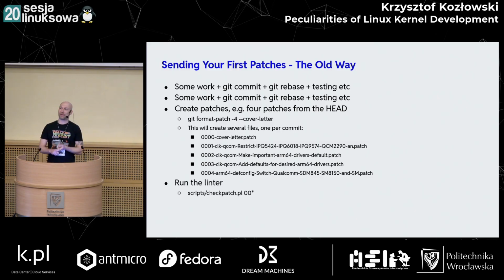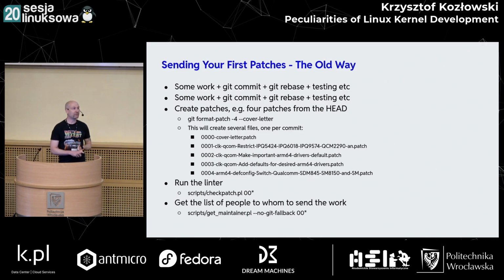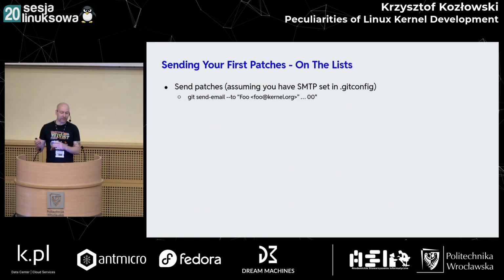Then you are supposed to run the linter, which checks whether the patches make sense. Then you have to figure out to whom to send it. There is no centralized Git forge, right? But there is a centralized place which describes who the maintainer is and who maintains which code. And the script get_maintainer will give you the answer to whom to send your work. So this is nothing that fancy yet. And if you configured SMTP in your Git config, then you just run git send-email to these identified people, and you send all of your work, and, well, kind of done, right?